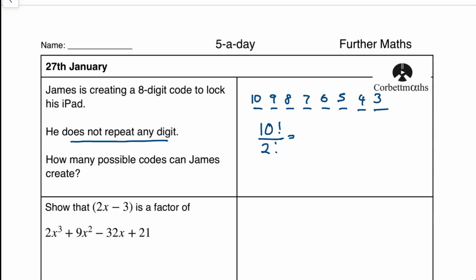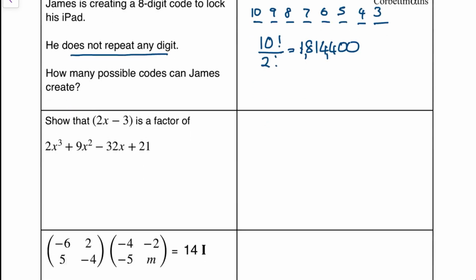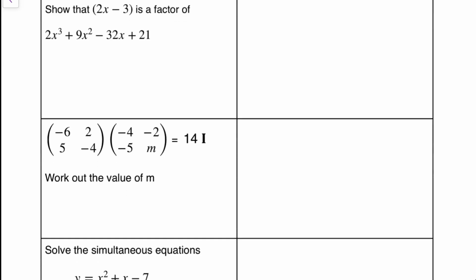And if I do that now, so I get my calculator out, I get 1814400. So in other words, 1.8 million, bit more than that. Good question. Next one. Okay, so we've done a few of these so far, haven't we?